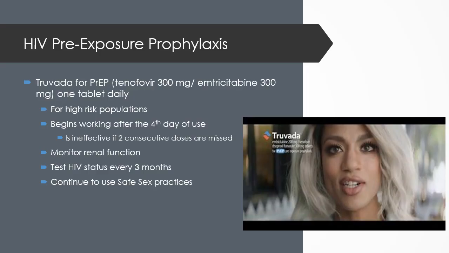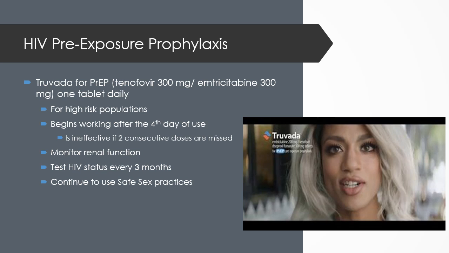For the patient with a high-risk lifestyle who does not have HIV, but who has sex with people who are HIV positive, there are medications available for pre-exposure prophylaxis. Combined with safe sex practices, these are effective at decreasing the transmission of HIV. Truvada for PrEP is one of these medications. This is a combination drug. It's 1 tablet daily, again for high-risk populations.